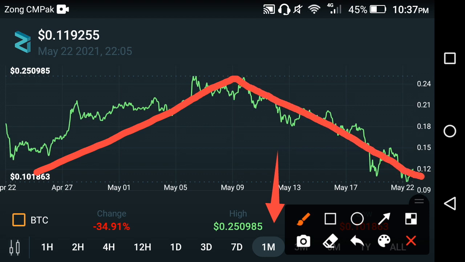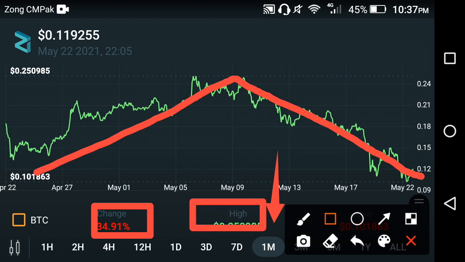So you can see here, if you look at the average level changes occurring in Zilliqa, I think at this time Zilliqa is falling. That is why the price change occurring in Zilliqa is negative 34.91%. The price of Zilliqa is going down, friends. And if you look at the highest price of Zilliqa, 0.250985 USD is the highest price of Zilliqa.